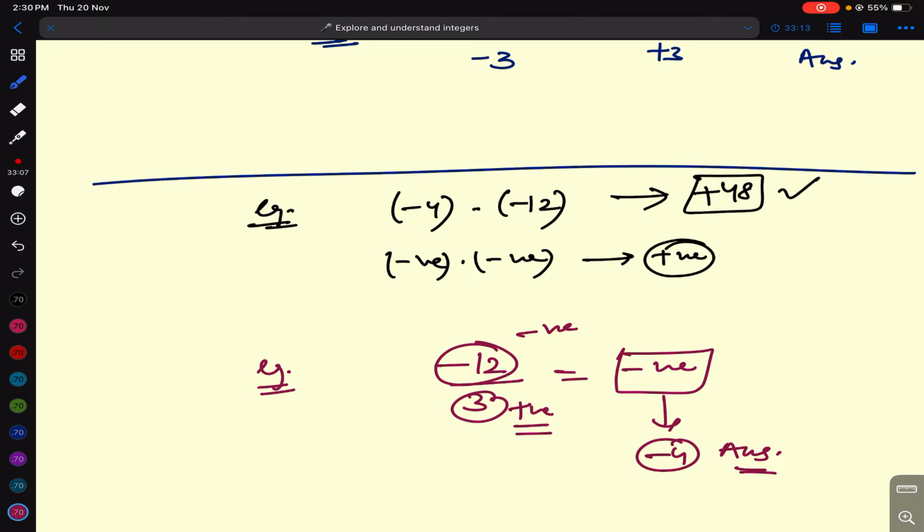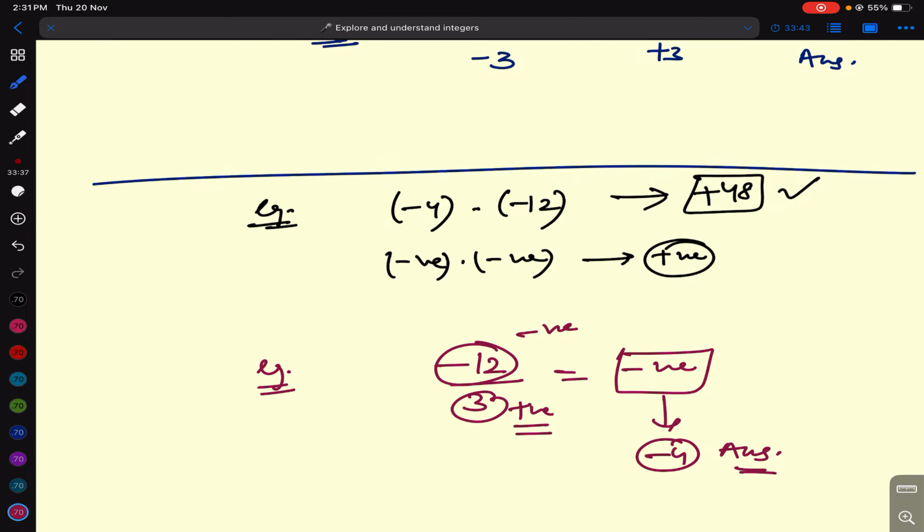So this was all about the multiplication and division of the integers, wherein we have seen the three rules for each of them. Those three rules were based on what signs you are multiplying or dividing for the integers. Accordingly you will have a different result. So I hope I've made myself clear enough on this lesson.